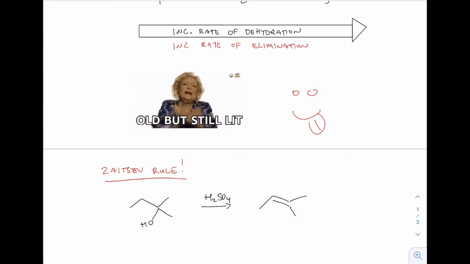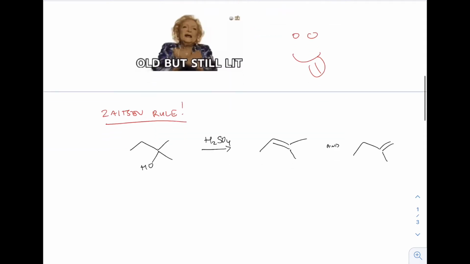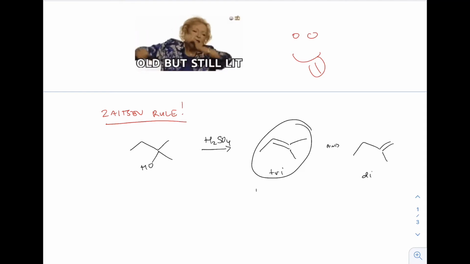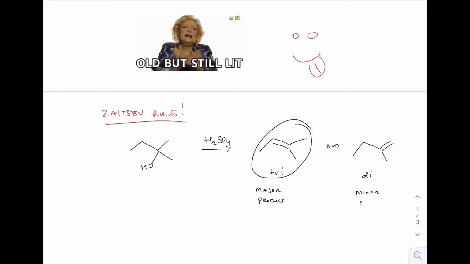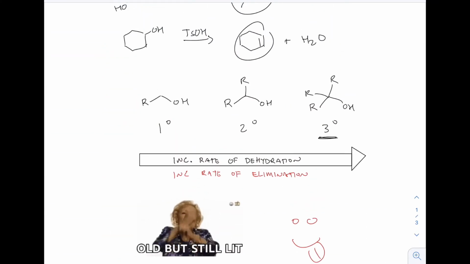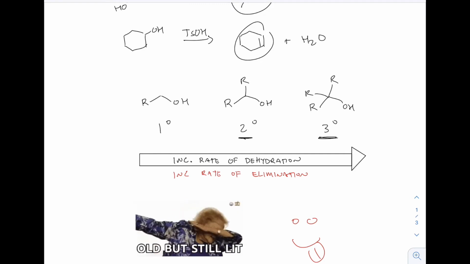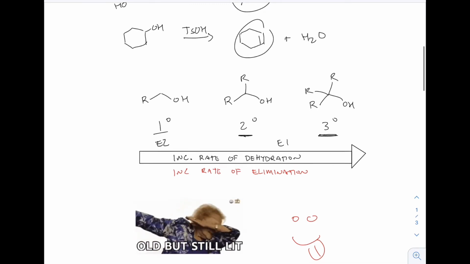So if we have this particular alcohol with a strong acid, we've got options. We can do this particular alkene, we can do this one, and then technically the other alkene that would form is the same as the one on the right. So the trisubstituted alkene is the major product, while the other is the minor. Okay, so that's pretty straightforward, right? Like I said, old stuff, old news, but still lit.